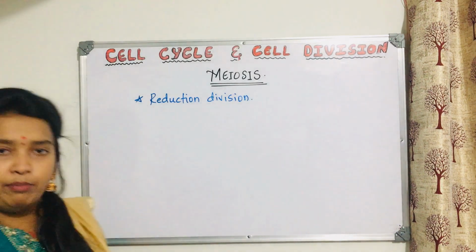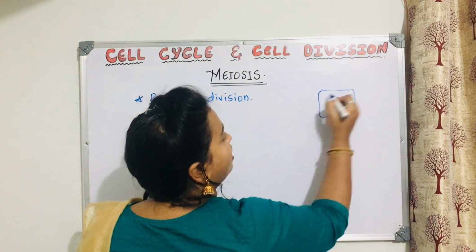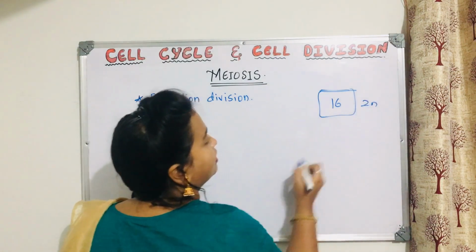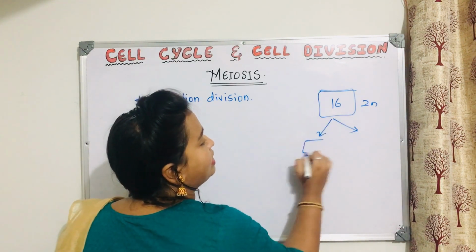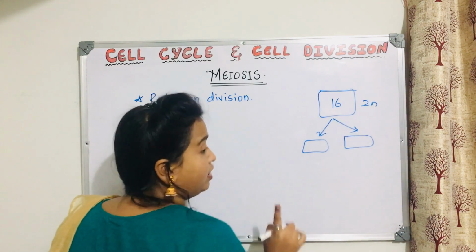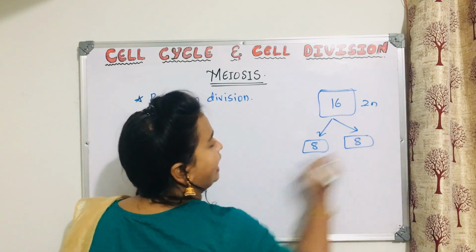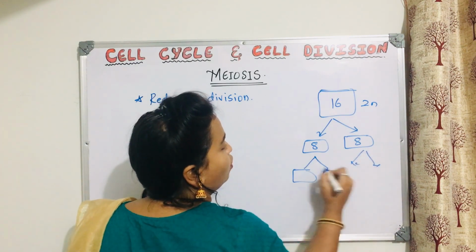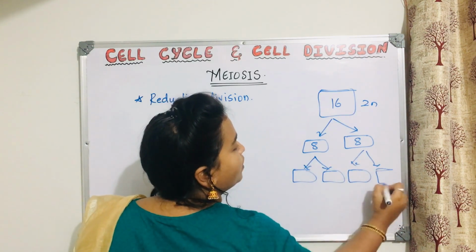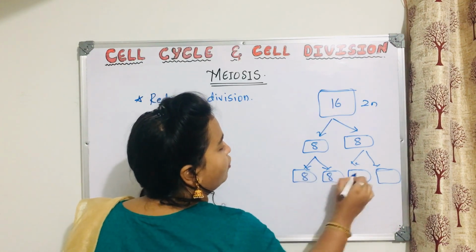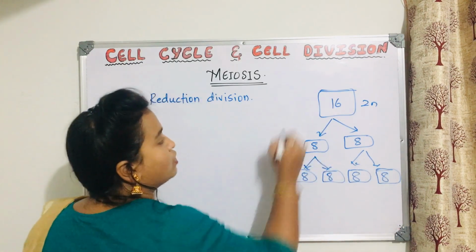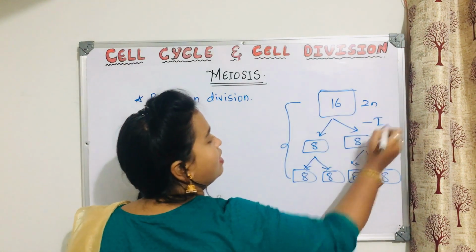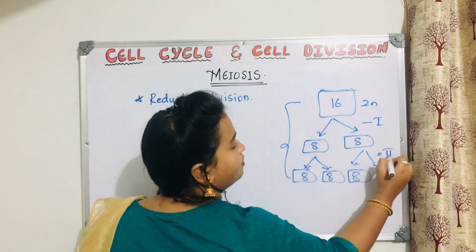What it means is, if a parent cell has any number of chromosomes, like 16 for example, and it is diploid, then it will produce how many cells? It will produce 2 cells first, of 8 and 8. Then it will produce again 2 cells from each. Totally how many? 4 cells. So this is complete meiosis. This part is meiosis 1. This part is meiosis 2.